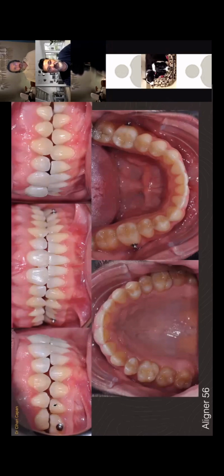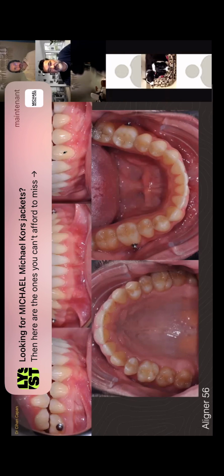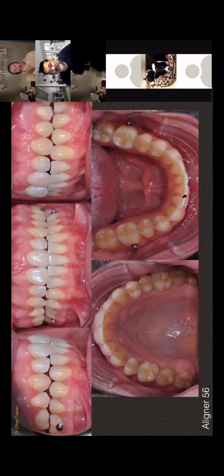We have closed the extraction site. We have here the full class 2 relationship. We have class 1 relationship. We have the midline problem. We have the class 2 problem, but we have perfectly closed the extraction sites. You can see the proclination because we didn't do any IPR on the lower.